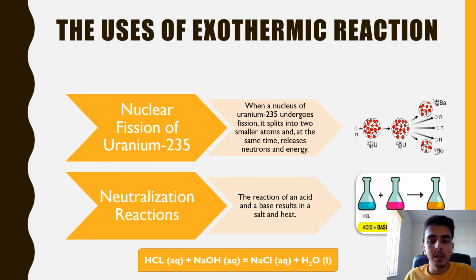In neutralization reactions, the reaction of an acid and a base results in a salt and heat. It is an exothermic reaction because it releases energy and because there is an enthalpy change. An example of a neutralization reaction would be hydrochloric acid plus sodium hydroxide, which gives sodium chloride plus water.